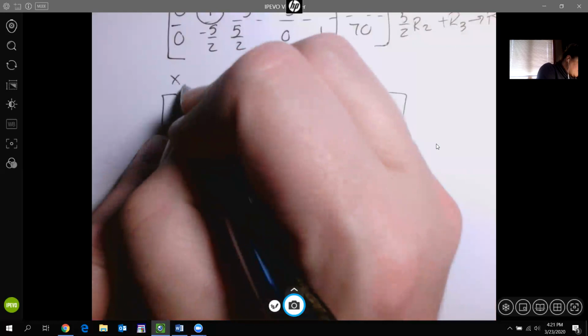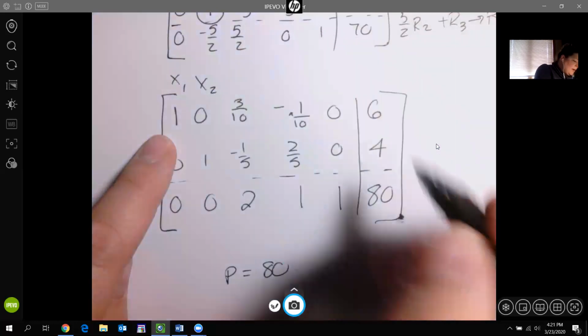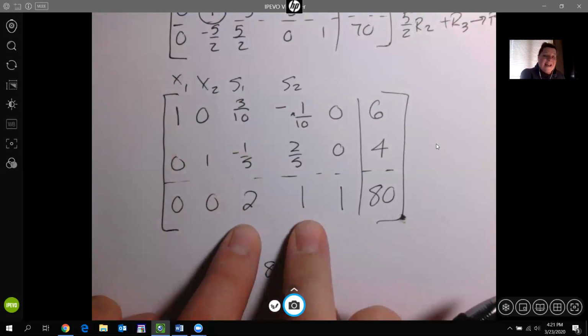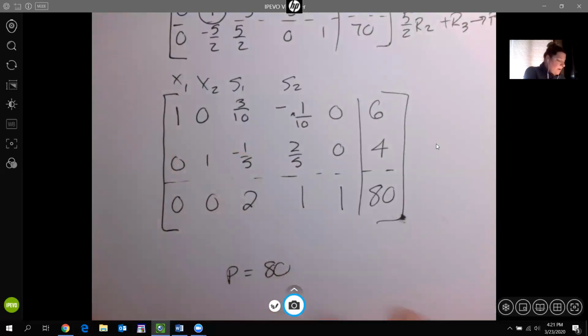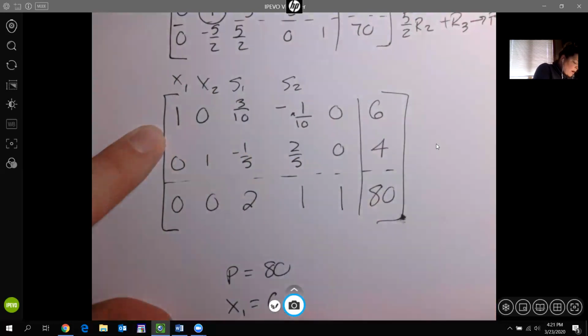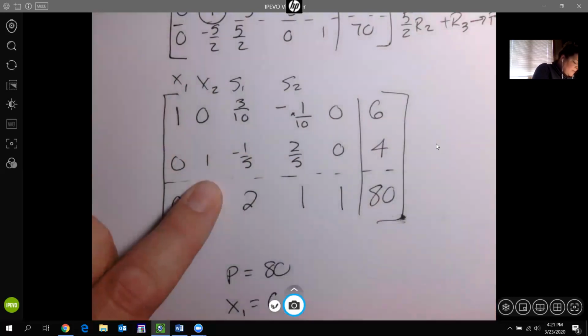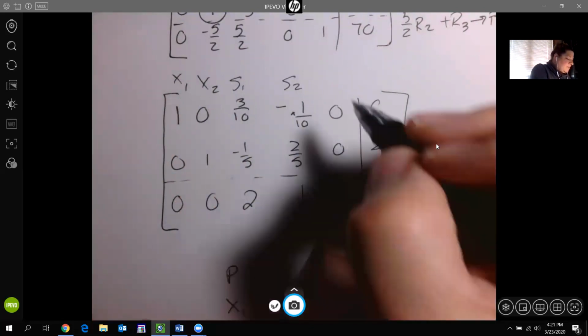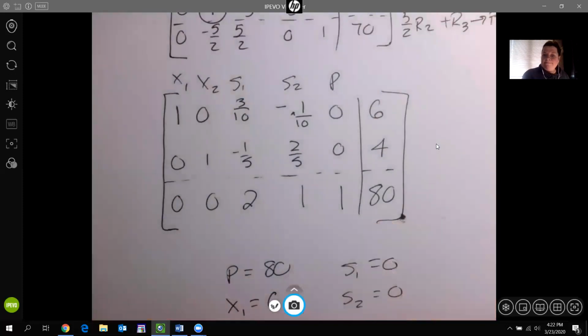So this is the X1, this is the X2. Our X1, our S2 are what we call non-basic. They would be equal to 0. So we would say our X1 equals 6, our X2 equals 4, and our S1 is 0, our S2 is 0, and our profit was 80. So profit, this last one, is 80.